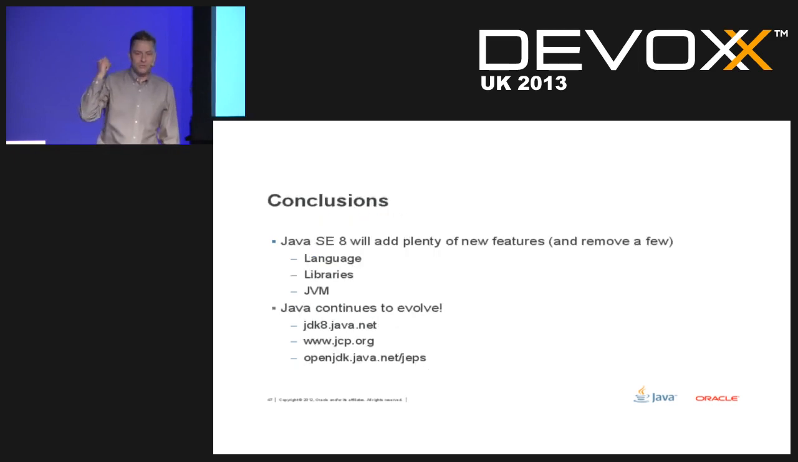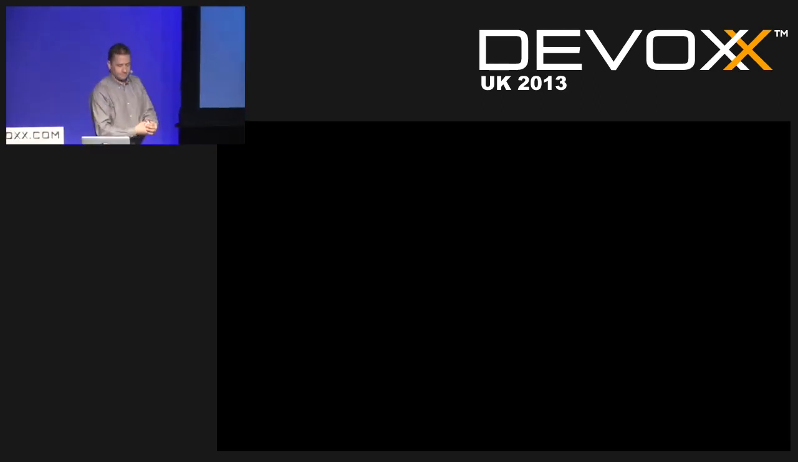So to conclude, Java SE will add plenty of new features and remove a few. It's going to cover language, it's going to cover libraries, it's going to cover the JVM. And we will continue to evolve. So if you want more information, jdk.java.net, jdk8.java.net, jcp.org, and the JEPs are at openjdk.java.net/jeps. And with that, thank you very much.